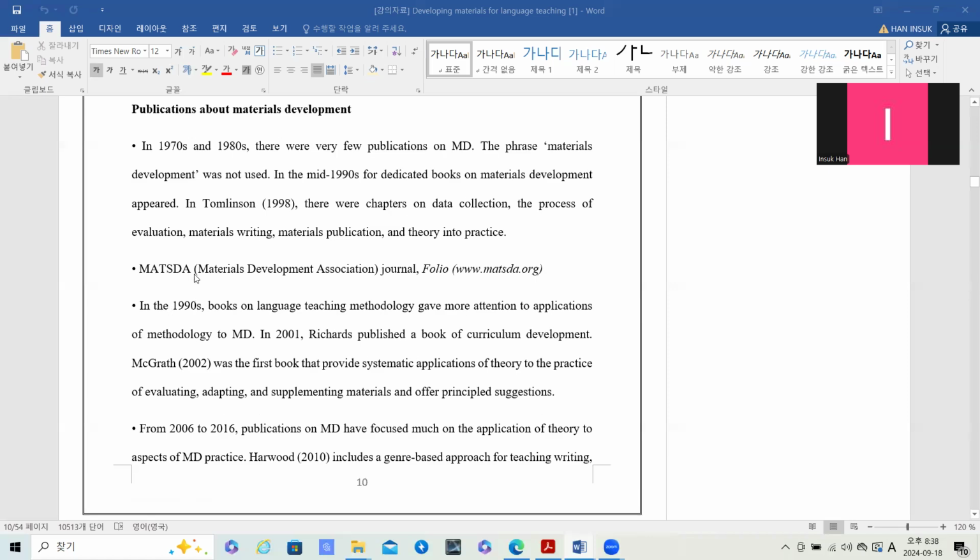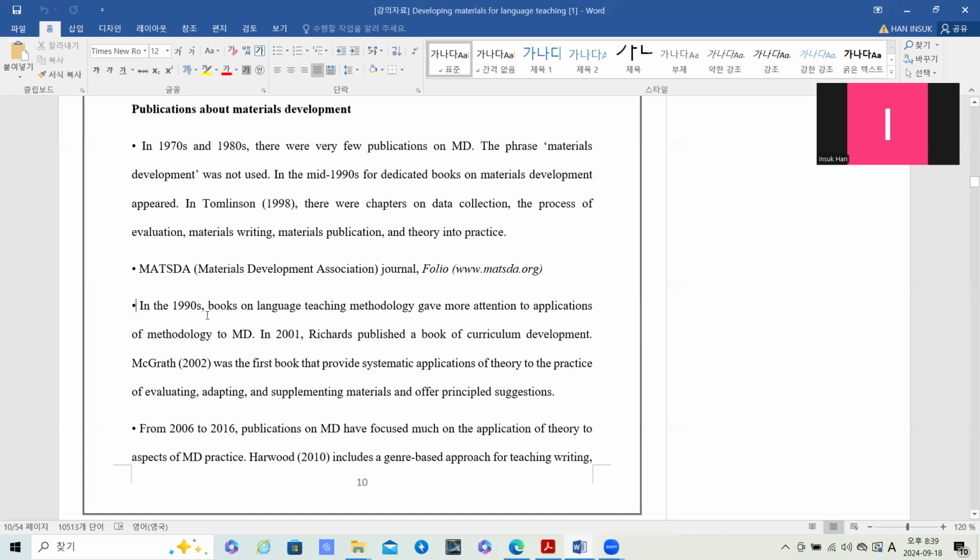MATSDA, we just call it the Materials Development Association. The MATSDA journal, the name is Folio. You can search for Folio by entering this website, MATSDA. They are still working well. Maybe the latest Folio has also been published. So if you are very interested in recent materials development, empirical studies, or some teaching and learning theories, or some different cases, you can refer to Folio.